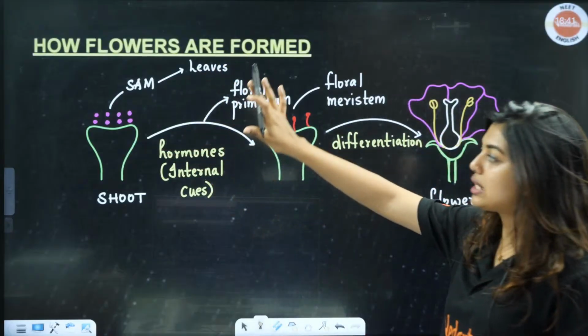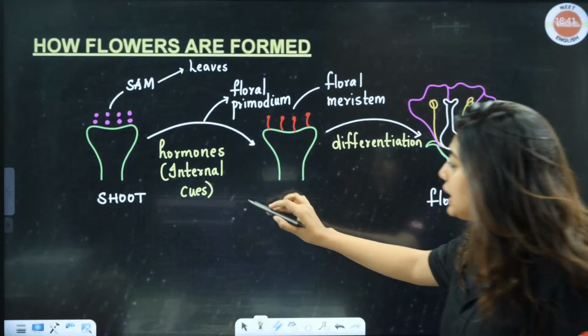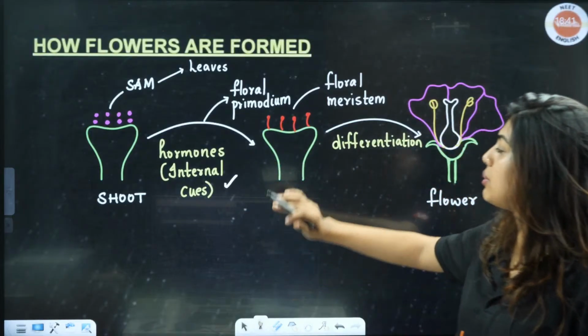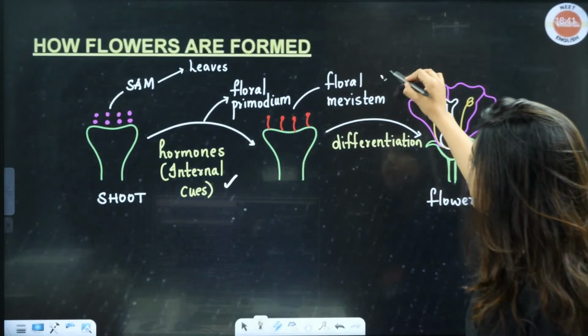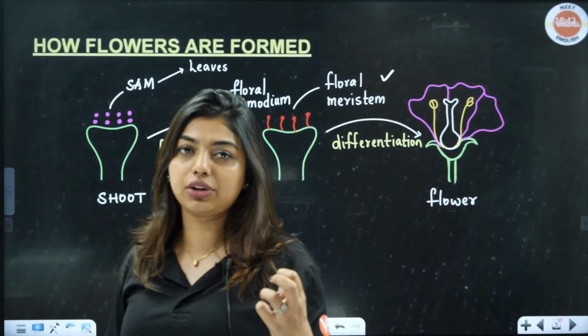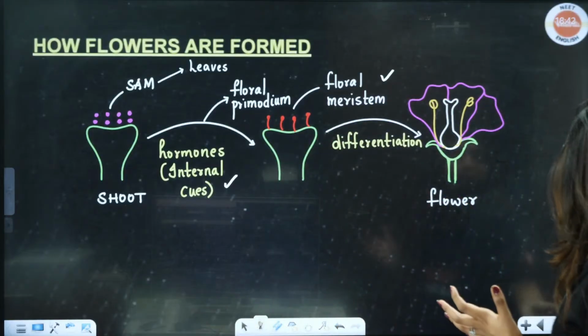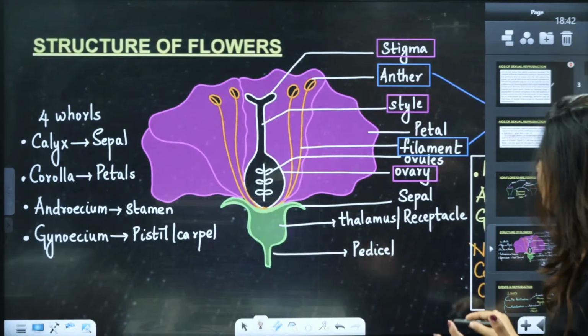So here you see the shoot apical meristems, there will be internal changes. What are the internal cues? That is, hormonal changes will be there, leading to the formation of floral meristem. Floral meristem directly leads to flower formation, okay. Floral meristems are going to differentiate and give us the entire flower. Now, it's very important for you to know the flower structure.